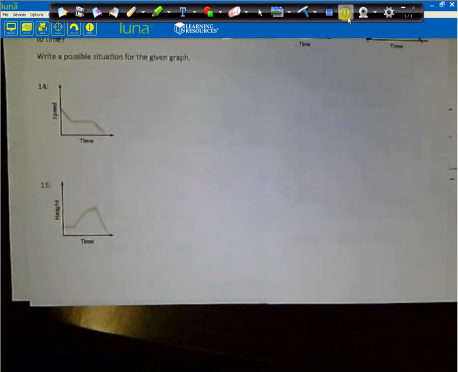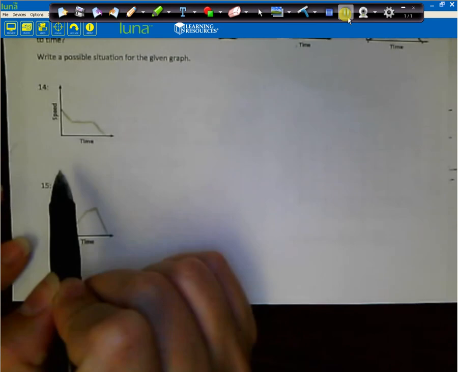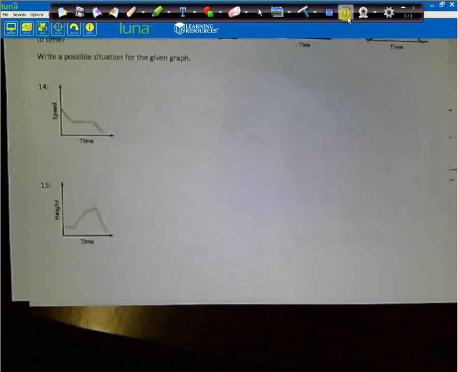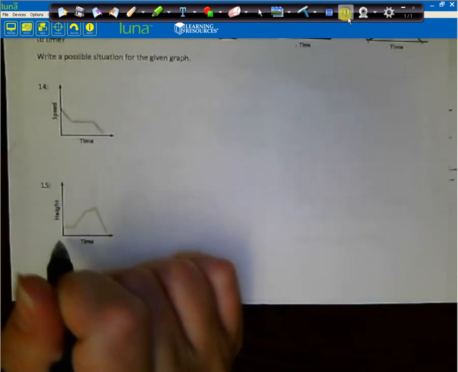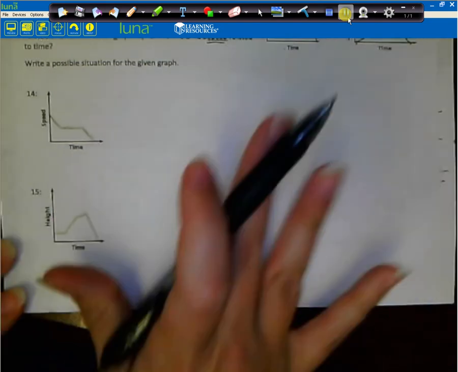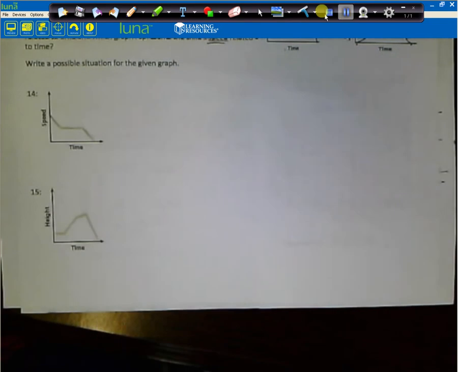So for the first one, you're going to write a situation about speed and time. So it could be walking, running, driving, something related to speed and time. And then for 15, you're going to look at height and time. Okay, so just make sure that you're aware that this is speed and time and height and time, and write your own situations on this paper, and we're going to ask you to share those when you come to class tomorrow.